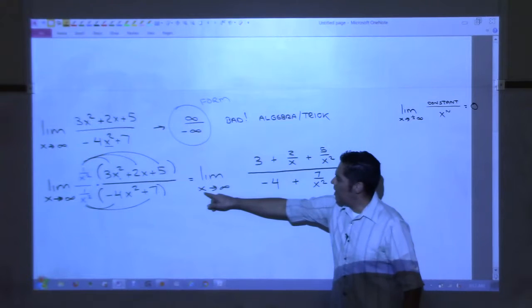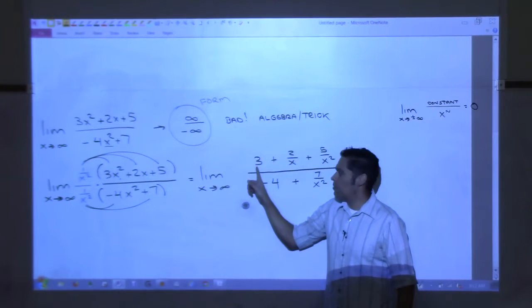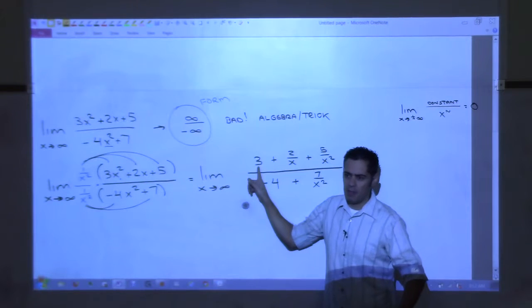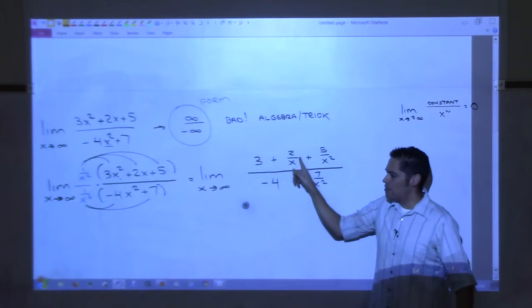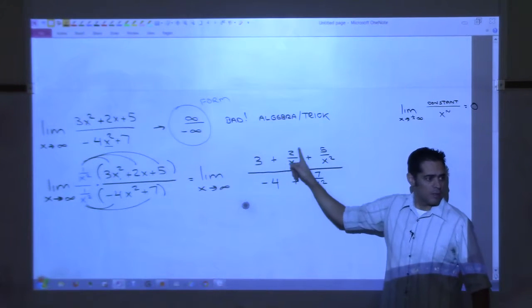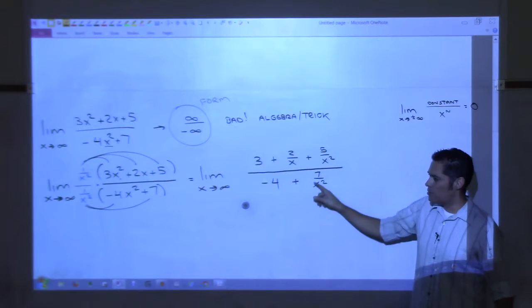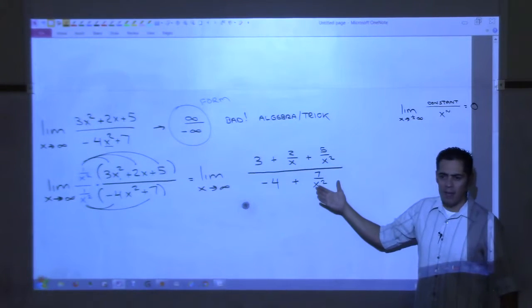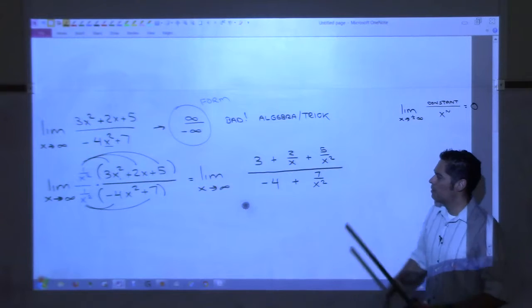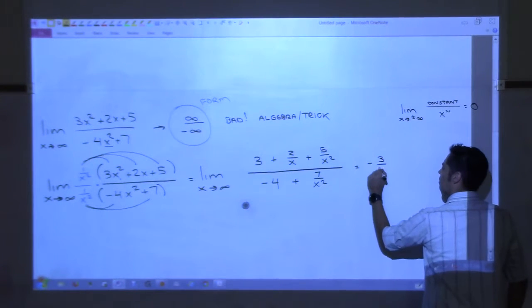First of all, as x goes to infinity, 3 doesn't have an x, so 3 doesn't change. 3 is just going to stay 3. But this is a constant over a positive integer power of x, so that should go to 0, shouldn't it? And then this should go to 0. This should go to 0. So the only thing left is what? 3 over negative 4. So negative 3/4.